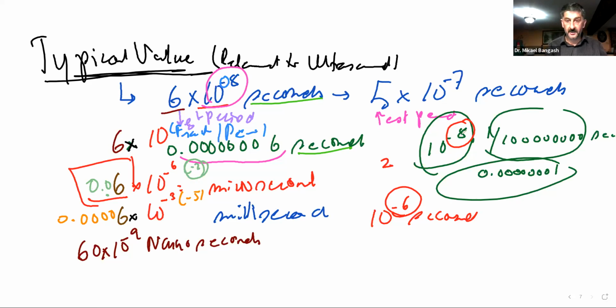Where the difference of this 8 here and this 6 here is just being converted into decimal numbers. And then we say that which was 6 times 10 raised to the power -8 seconds becomes 0.06 multiplied by 10 raised to the power 6 or -6 seconds.